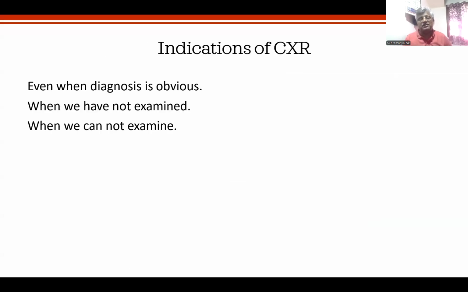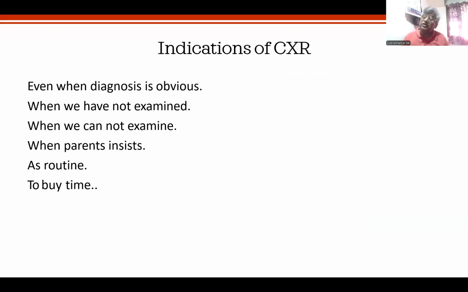No. These are wrong indications for an X-ray. When I know the diagnosis, I want to just confirm by X-ray? No, that is wrong. When we have not examined the child, saying let the X-ray examine is not correct, because I showed you so much. You learned from the past 3-4 hours.